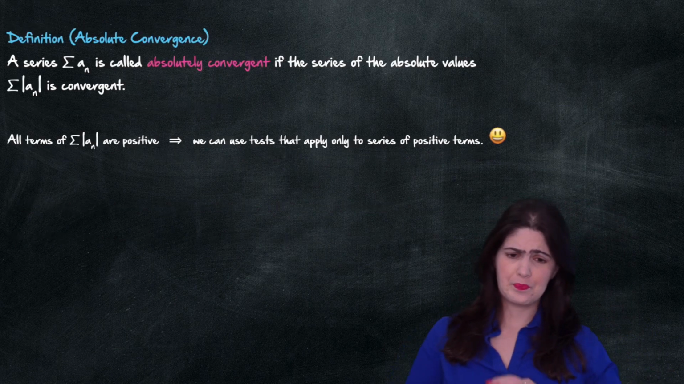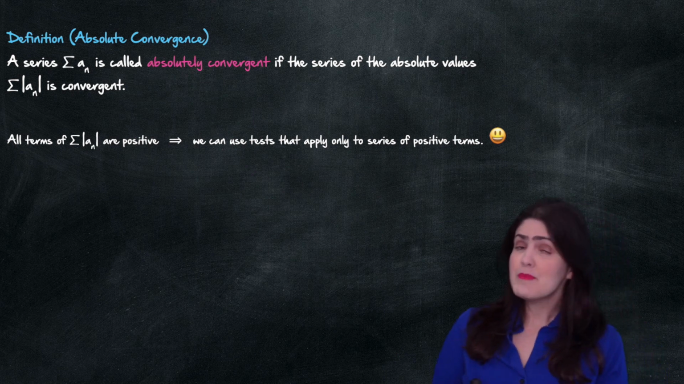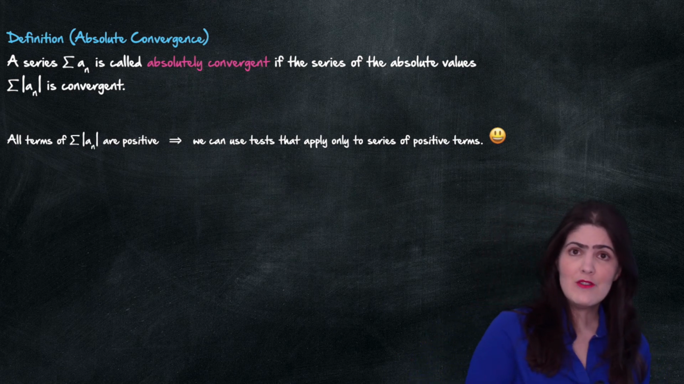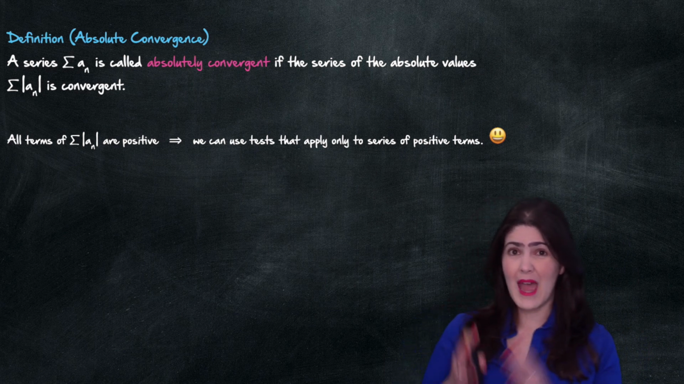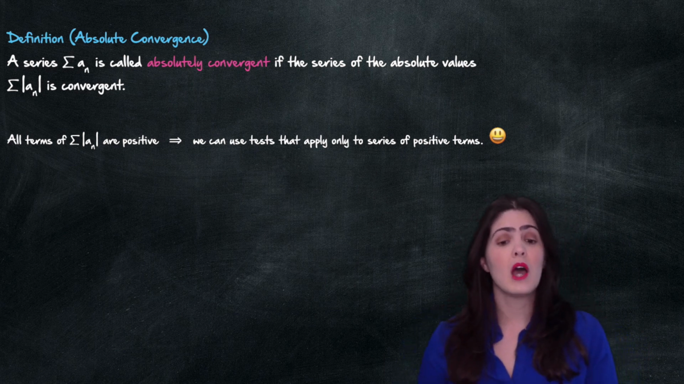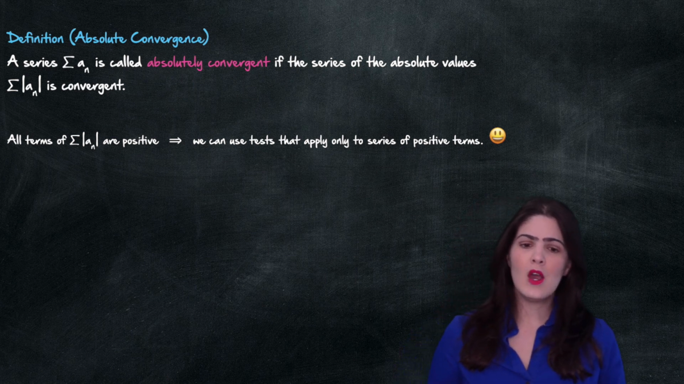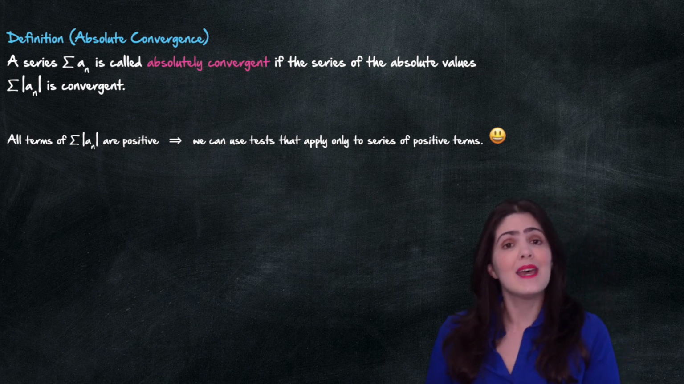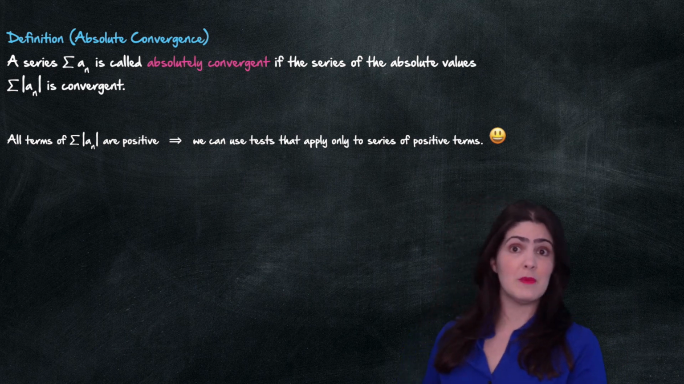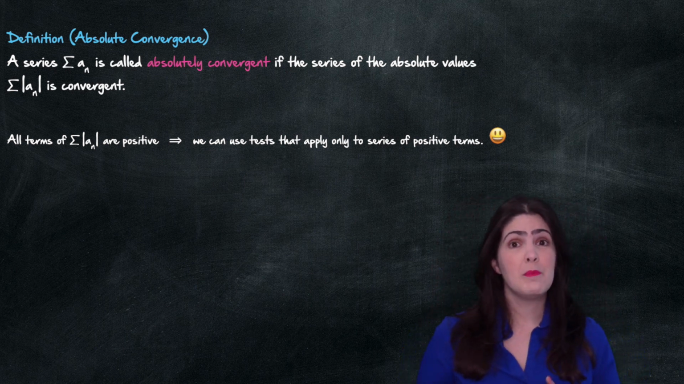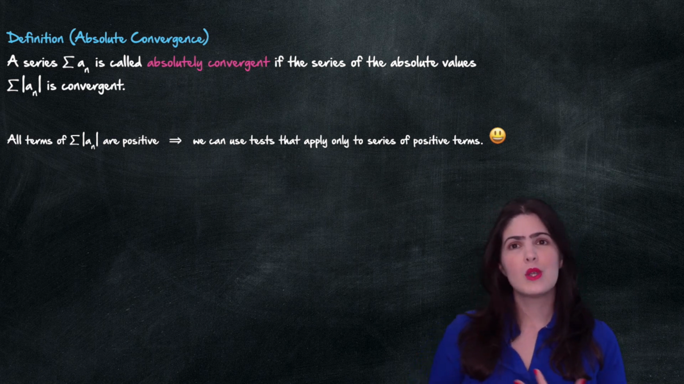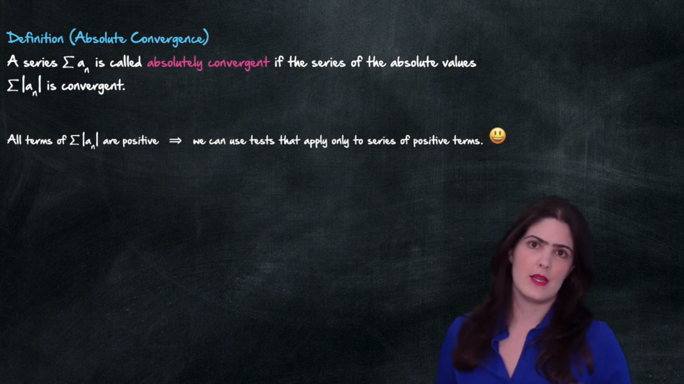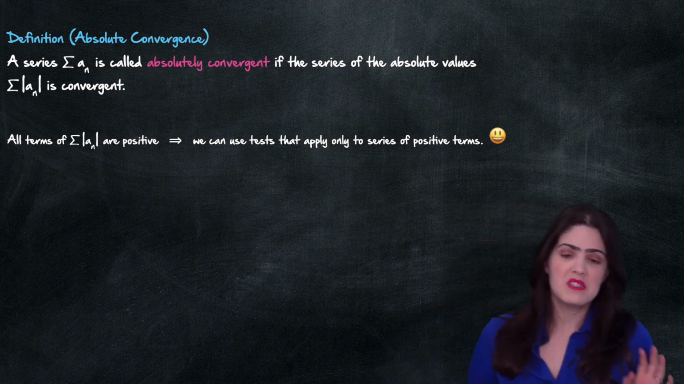A series is called absolutely convergent if the series of the absolute values of the a_n is convergent. And you see now, when we look at the series of the absolute values, all the terms are positive. That means we can use the tests that apply only to series of positive terms. That's great because we have the basic comparison test and the limit comparison test, and they were very helpful. So now we can apply them to these series. Very good, it's nice.